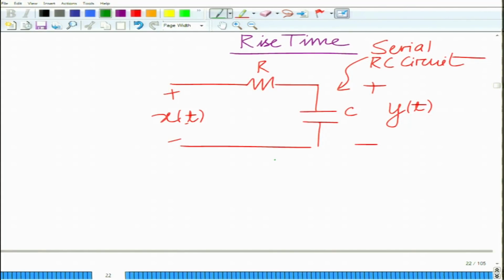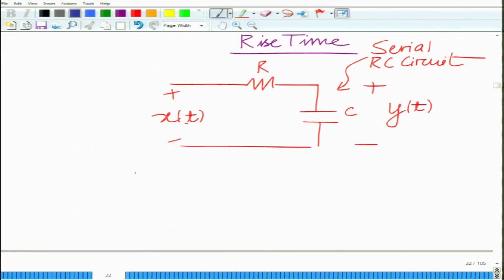And now the problem is to find the unit step response and explicitly find the rise time, that is the time it takes for the step response to go from 10% to 90% of its final value. Characterize the rise time. So, for a unit step response we have an output for this RC circuit. Now, what we want to do is characterize the rise time.